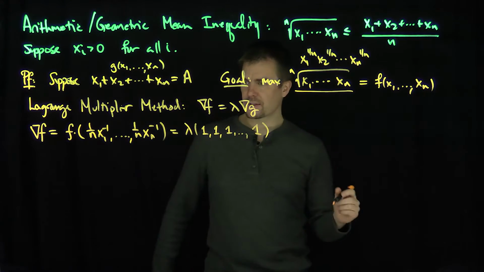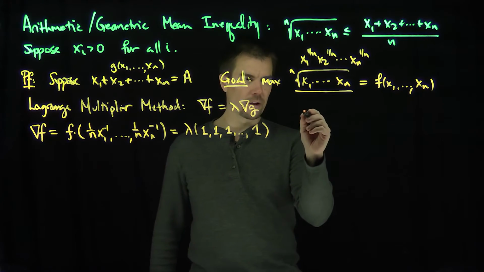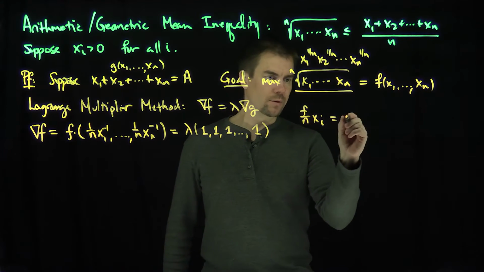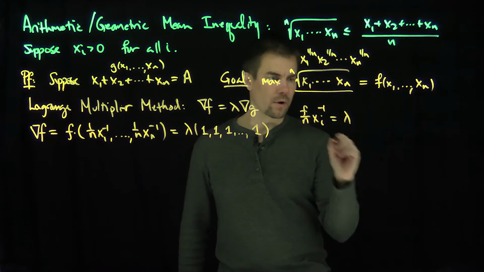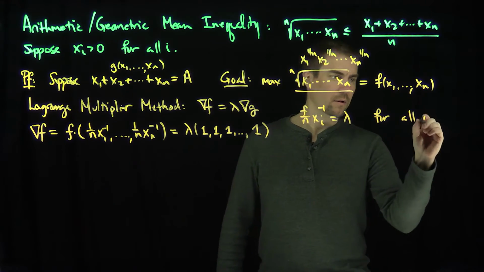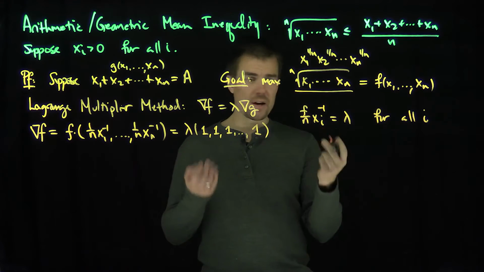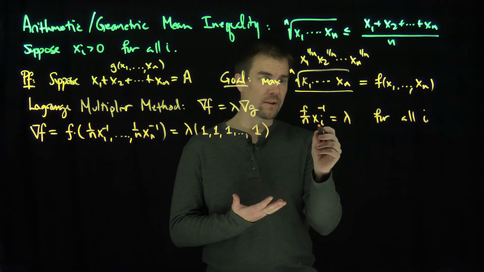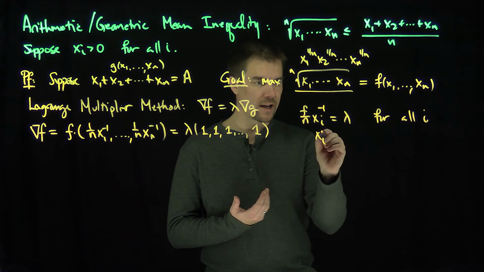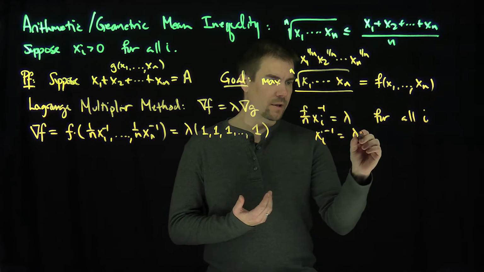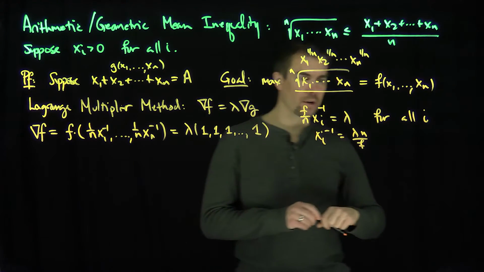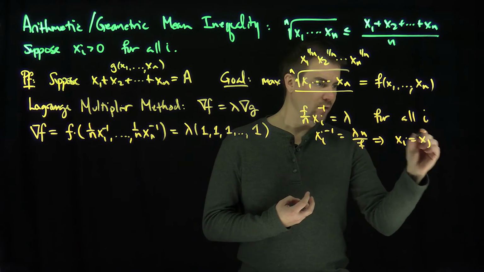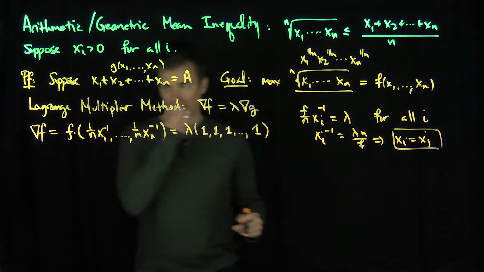My conclusion from this is that if I look at f over n, xi to the negative 1 is going to be equal to lambda, for all i. In particular, since f is not equal to 0 and n is not equal to 0, this condition says that xi has to be equal to xj. In other words, xi inverse is equal to lambda n over f, since f is not equal to 0. And that forces all of these xi to be equal. So xi is equal to xj, for all i and j. All of them are equal to each other.